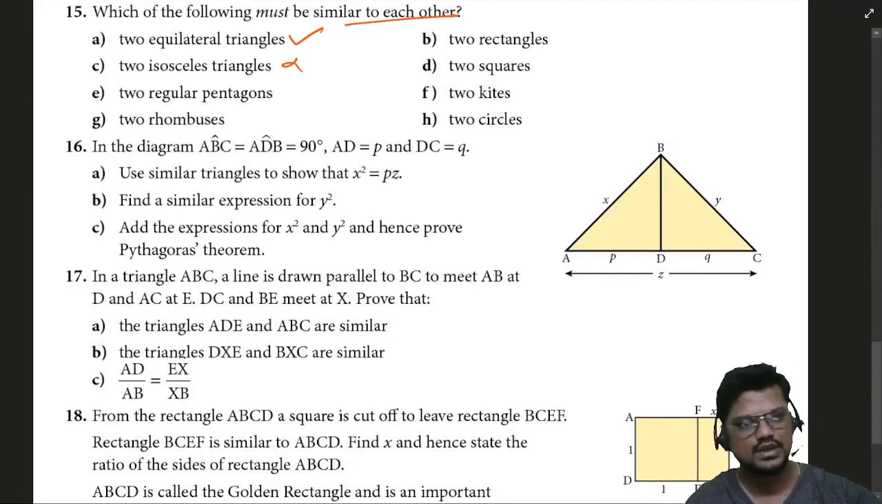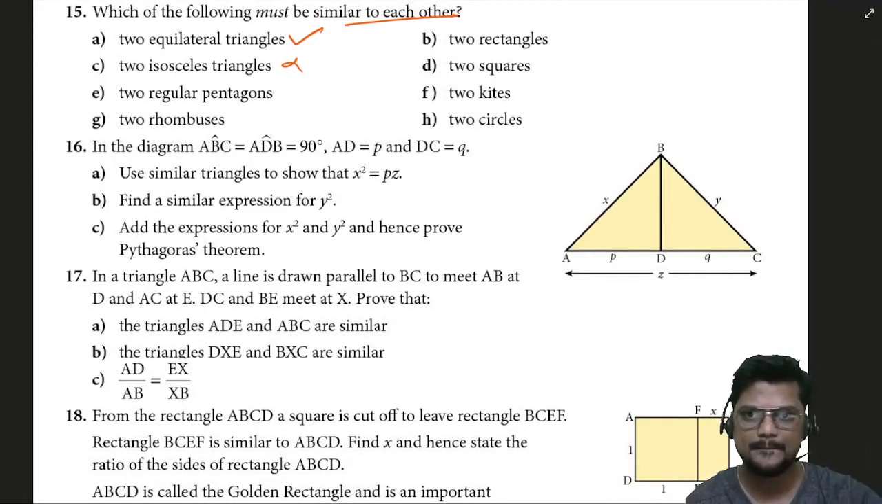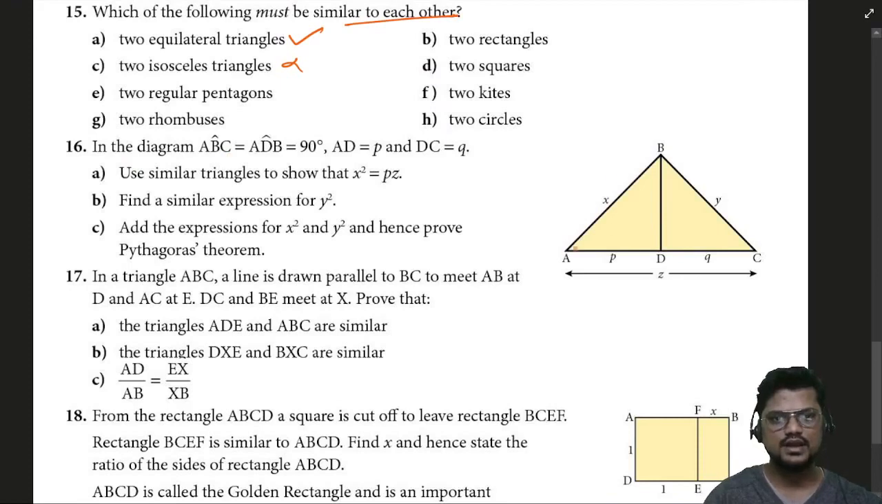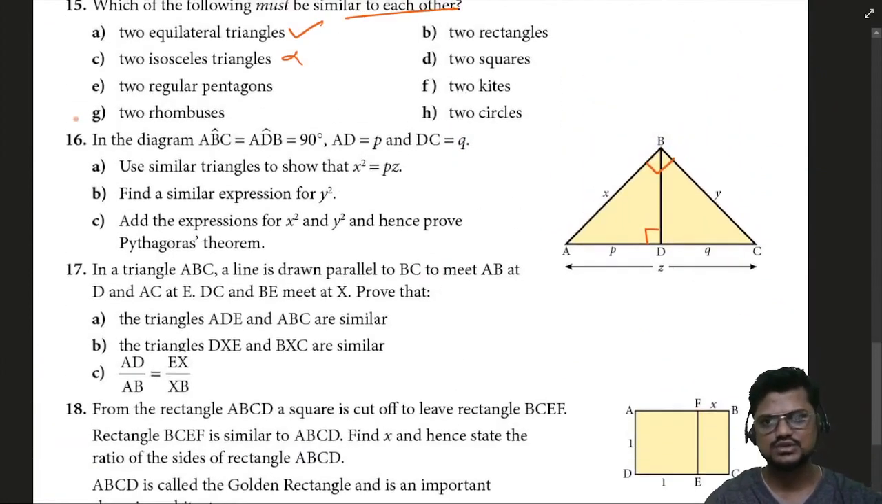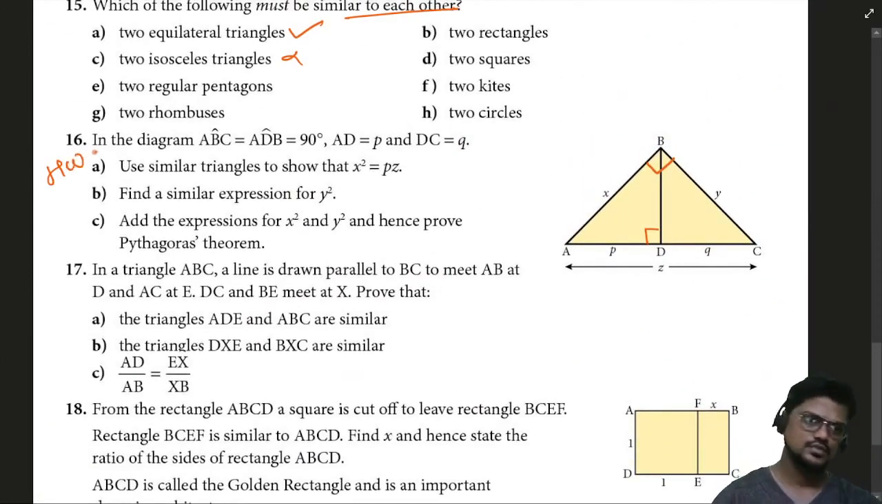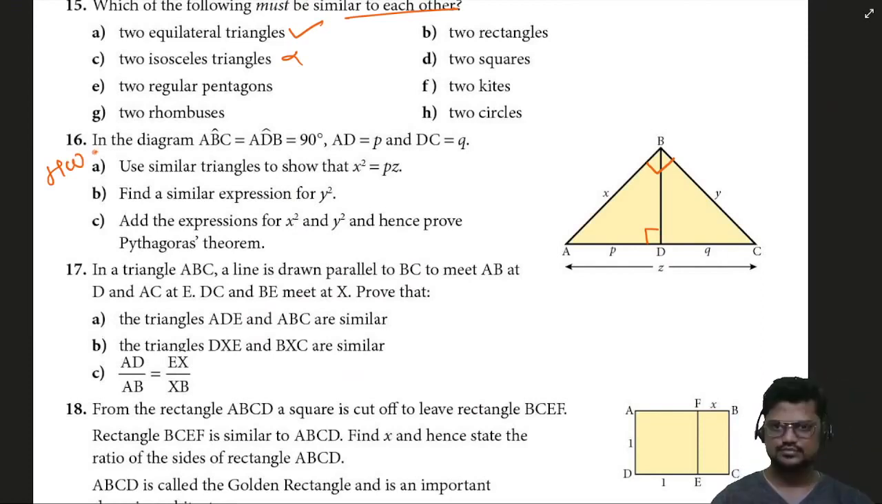Further, in this question number 16, what you have? In the diagram, angle ABC is equal to angle ADB is equal to 90 degree, and AD is equal to P, and DC is equal to Q. See, this is the same kind of question where this is 90 and this is 90. We have solved this type of question over here. It is the same kind of question. Please try solving this question as in your homework. Okay, you should get.